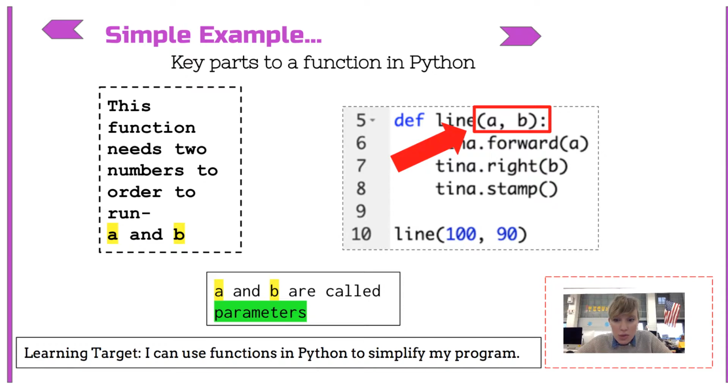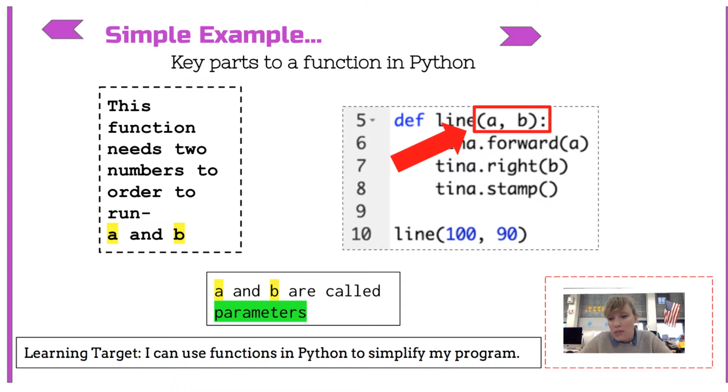Now, these two things right here are called parameters, okay? The function needs two numbers in order for it to run. So it needs the numbers a and b. Sometimes functions don't have to have any parameters, and sometimes they do. It's going to depend on what you want the function to do.